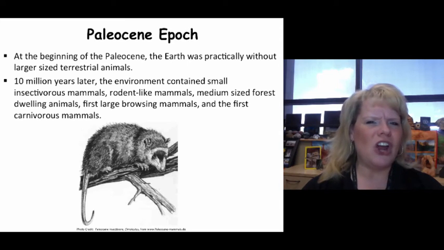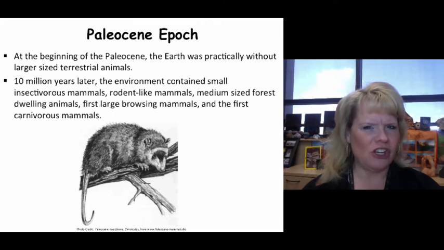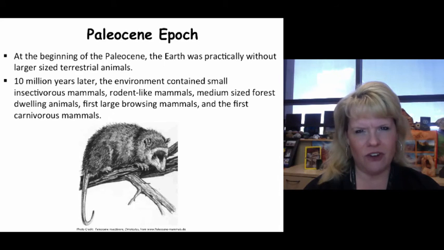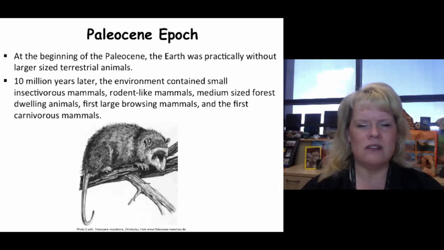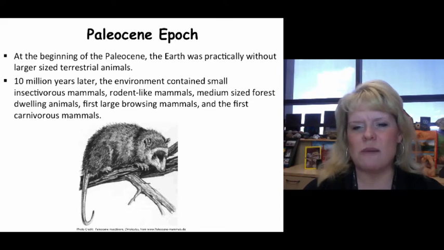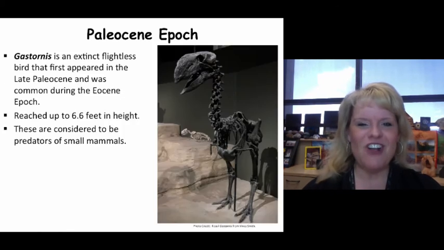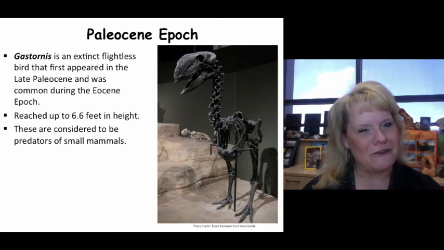So we started the Paleocene at 66 million years, and within 10 million years, at the conclusion of the Paleocene, we had a remarkably different set of life forms. We had insectivore-type mammals, we had rodent-like mammals, we had our first medium-sized forest-dwelling animals, we had large browsing animals, just a handful, I might add, and then our first carnivores. So some neat stuff evolving. Here's one of those carnivores.